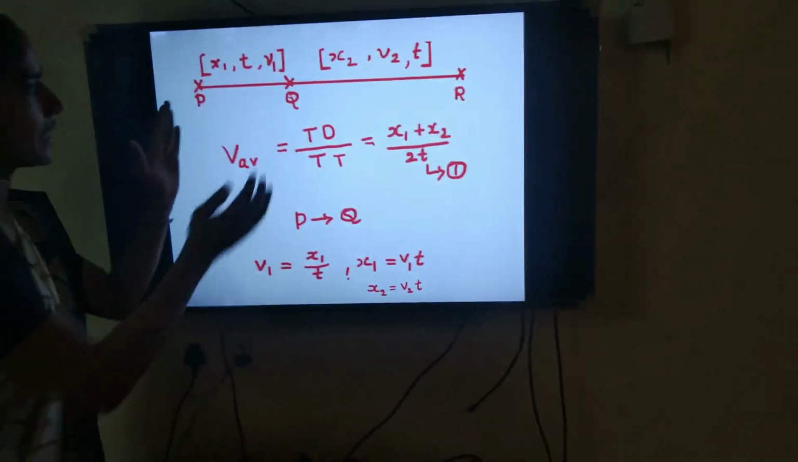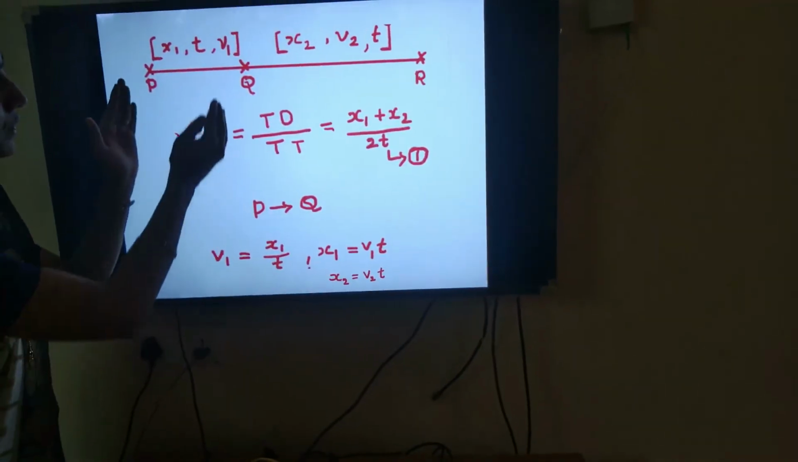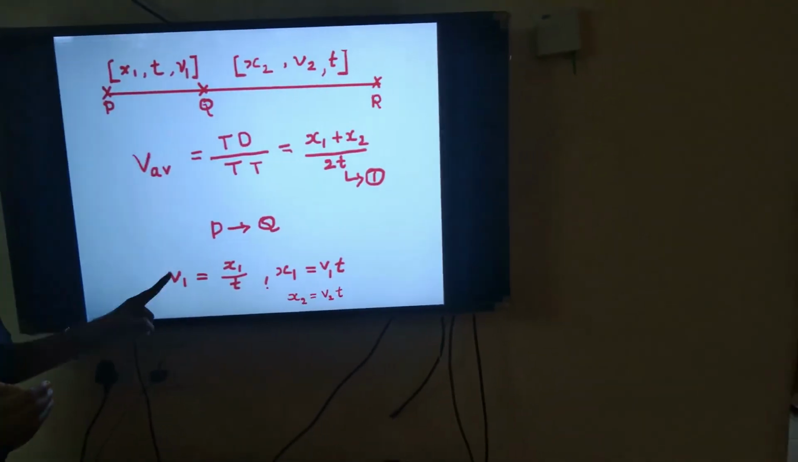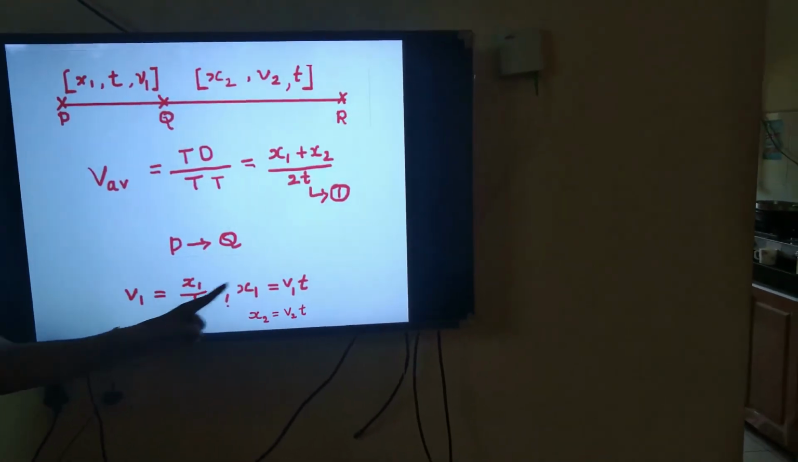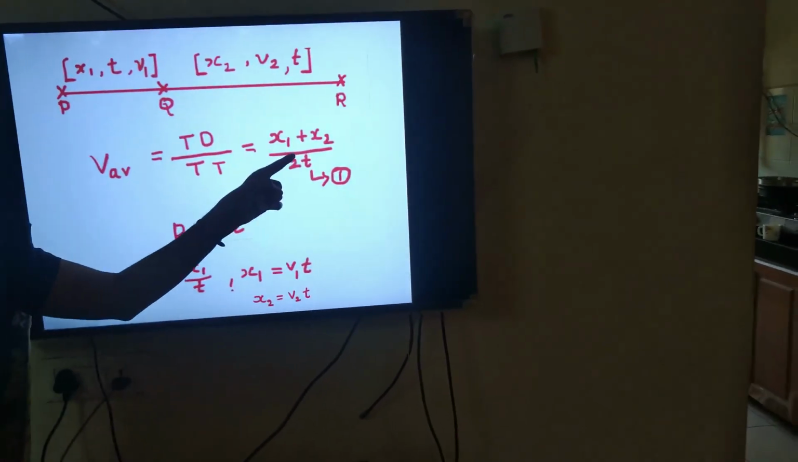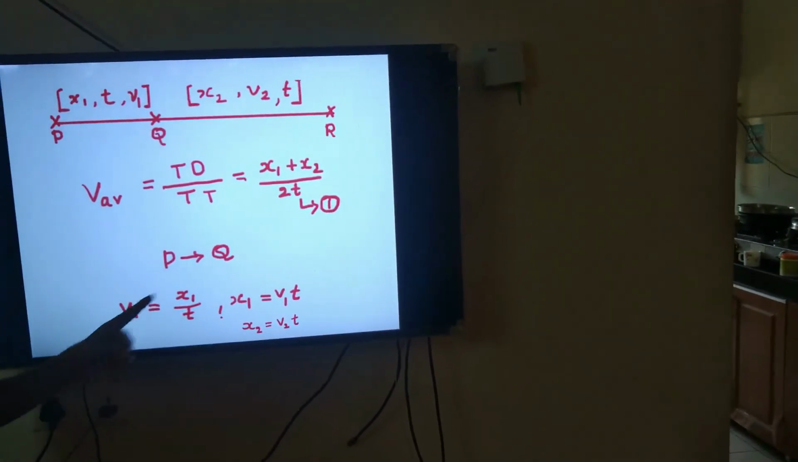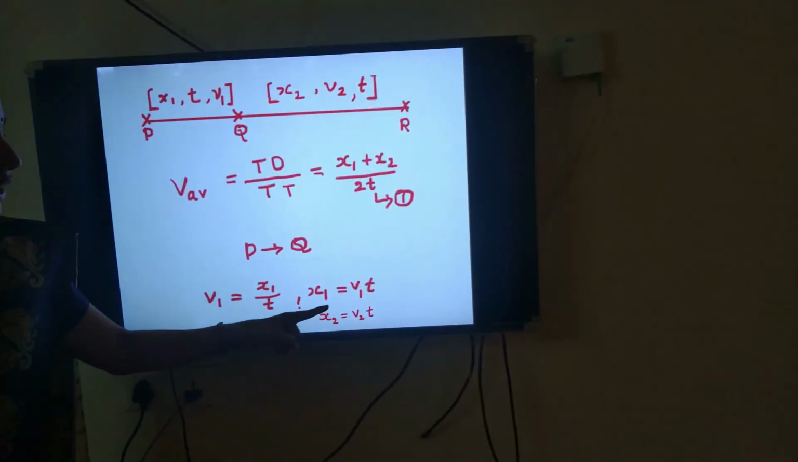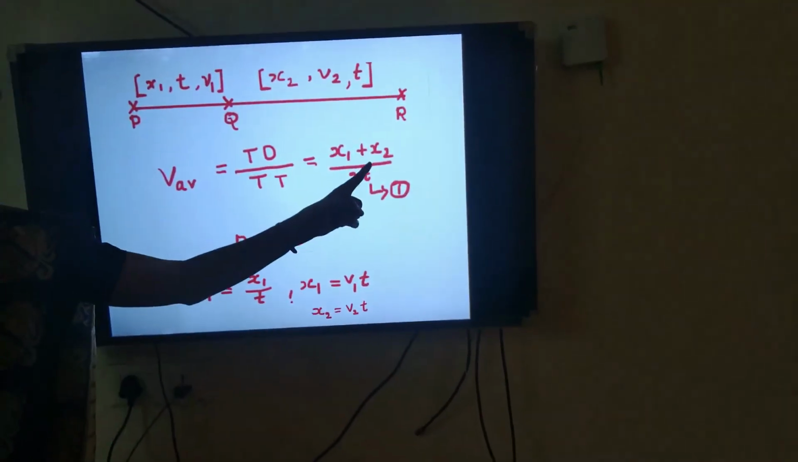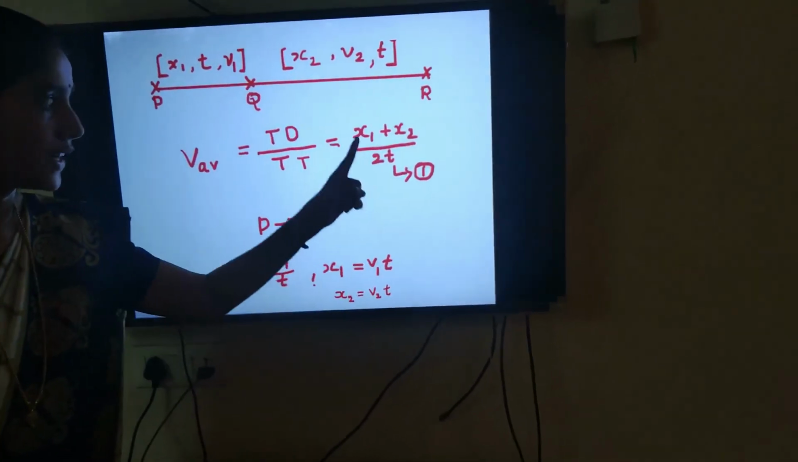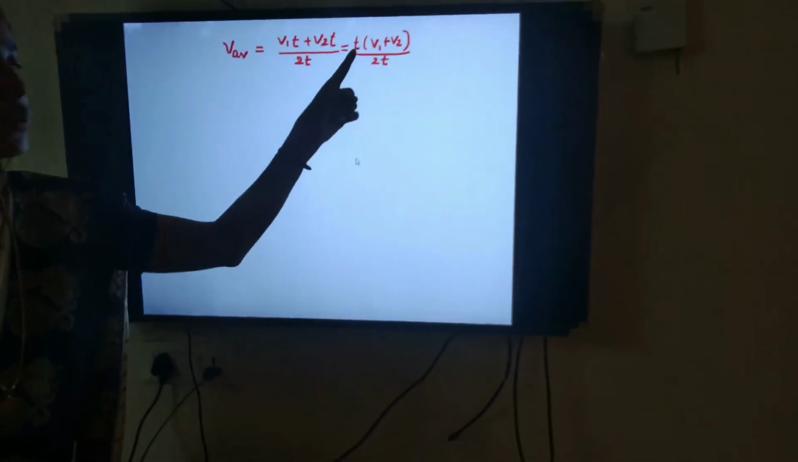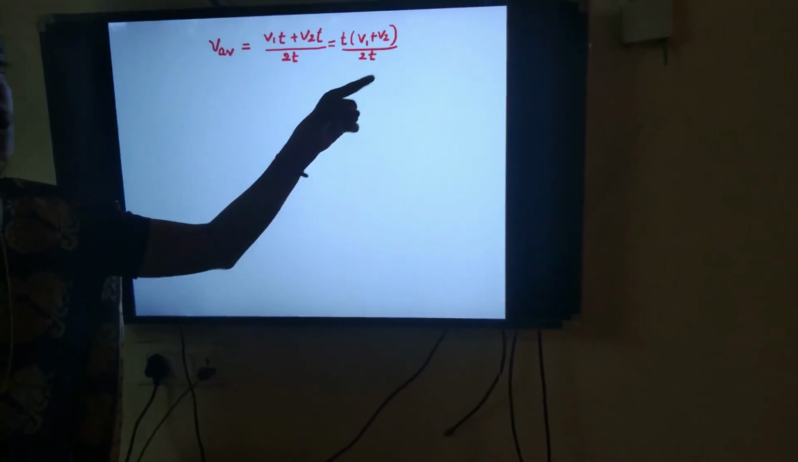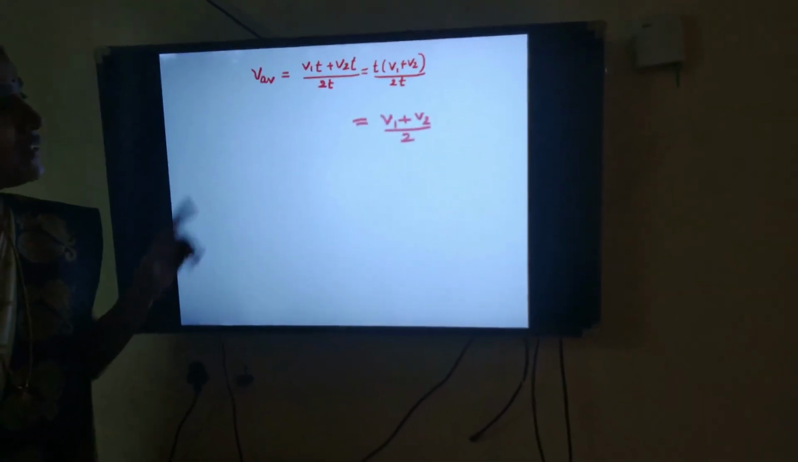Now let us analyze part-wise. Let us take P to Q. When the person moves from P to Q, average speed is v1, total distance traveled is x1, time taken t. So we got this equation. What is x1 from here? We find x1 because we have to substitute it here. x1 is v1t. Similarly, x2 is v2t. Now we substitute x1 and x2 in this equation. Instead of x1, v1t; instead of x2, v2t, by 2t. In the numerator, t is common. So we get (v1 plus v2) by 2t. t cancels. So the answer is (v1 plus v2) by 2.